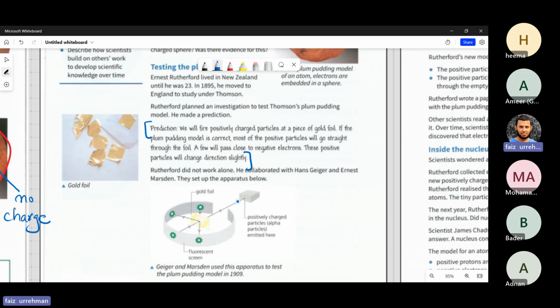Okay, now we are throwing positive particles at what? At the gold foil. Not positive foil, positive charge. We are throwing it at the gold foil. What is gold foil? A very thin paper-like structure of gold, like the silver foil you have on sweets. In India, we have that.